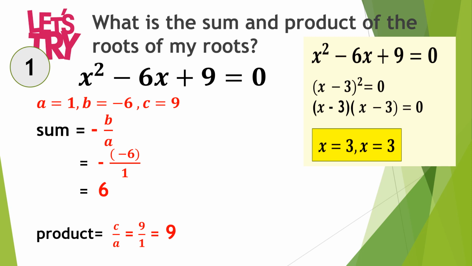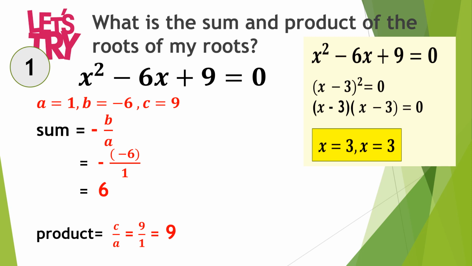So look at this. The roots are 3, their sum is equal to 6, and the product of the roots is equal to 9. So you don't need to get their actual roots. You don't need to solve this equation for you to simply get the sum and product. No? So it goes like this. The formula, negative b over a, and for the product, c over a.